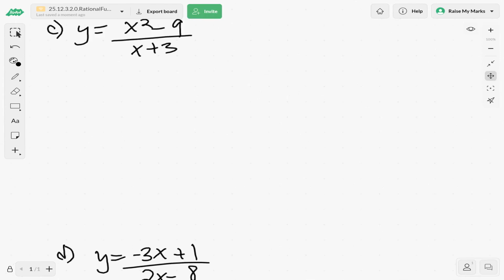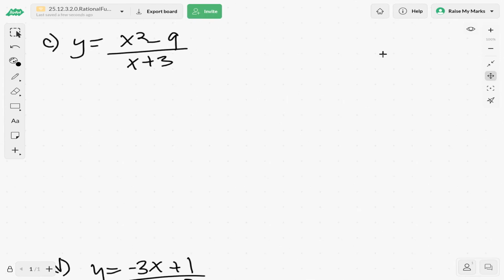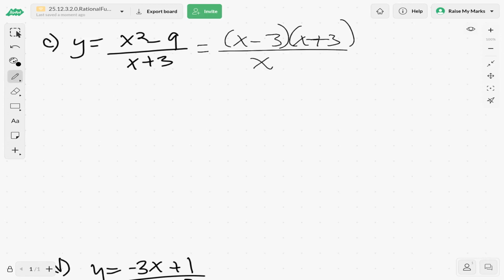Okay, next question. So now we have a function y equals x squared minus 9 over x plus 3. Again, let's factor. So again, we have a difference of squares in the numerator, which makes life easy for us. So we have x minus 3 times x plus 3 over x plus 3. The x plus 3's cancel out, and we're left with x minus 3.